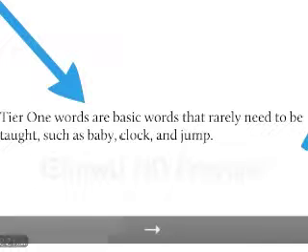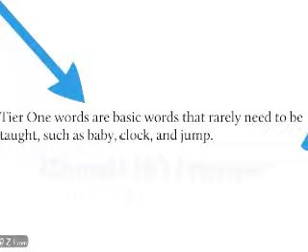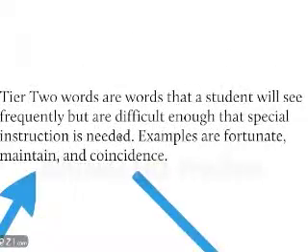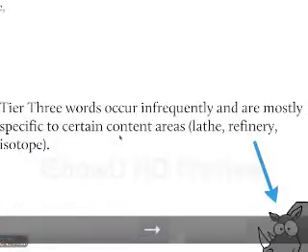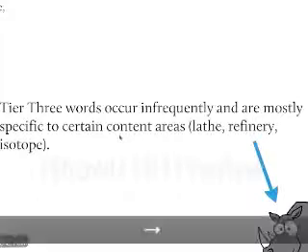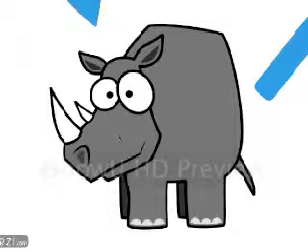Tier 1 words are basic words that rarely need to be taught, such as baby, clock, and jump. Tier 2 words are words that a student will see frequently but are difficult enough that special instruction is needed. Examples are fortunate, maintain, and coincidence. Tier 3 words occur infrequently and are mostly specific to certain content areas, such as lathe, refinery, and isotope. The words that we are going to pull out of the story are most likely always going to be Tier 2 and Tier 3 words.